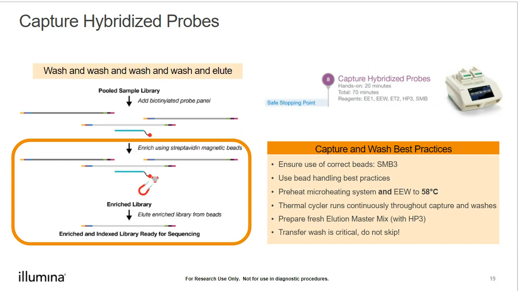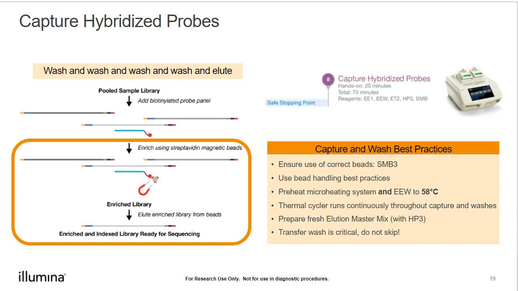After we hybridize the probes, we need to capture the probes. So we're going to wash, wash, wash, wash, and elute. Some of the best practices to keep in mind at this step, we want to ensure we're using the correct beads, which will be SMB3 or streptavidin magnetic beads. We'll use the bead handling practices we went over already, and we will need to preheat the microheating system again for the EEW reagent, this time to 58C.